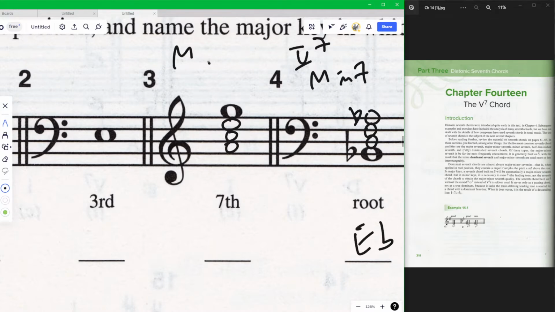We need major, minor, 7 quality. A, C, E. Is that a major triad? If you said yes, go to jail. It should be A, C sharp, E. That's the major triad. Learn your triads if you haven't already.